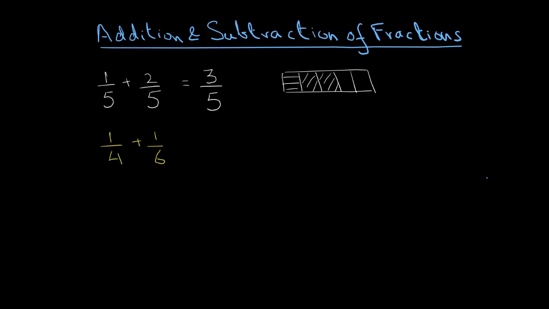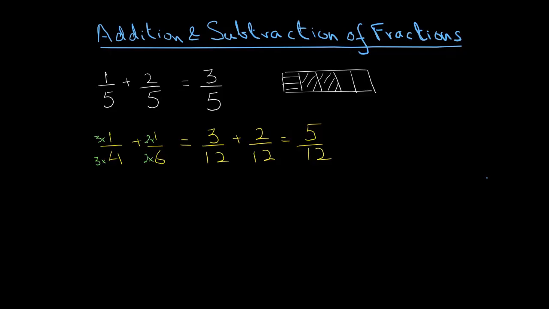So that means we have to multiply each one of these fractions. So I'm going to multiply this by 3, and I'm going to multiply this by 2 so that the denominators are the same. So then what happens is this becomes equal to 3 over 12 plus 2 over 12, which turns out to be equal to 5 over 12. Again, very straightforward.